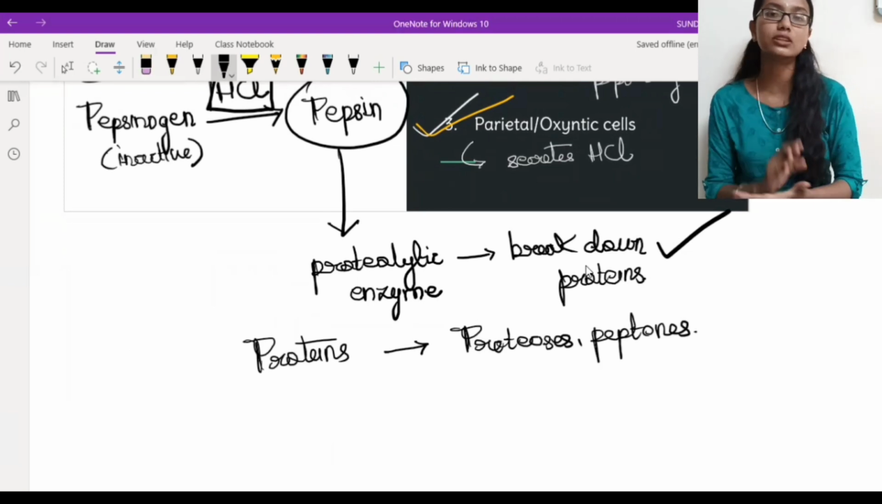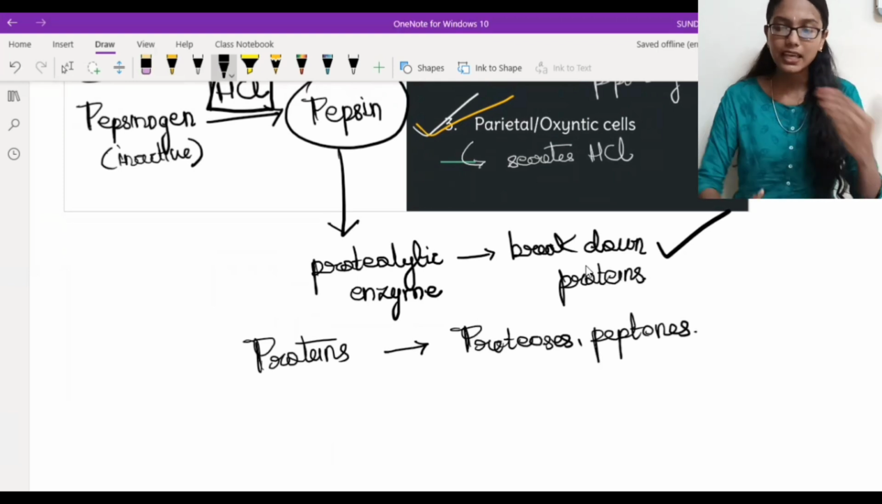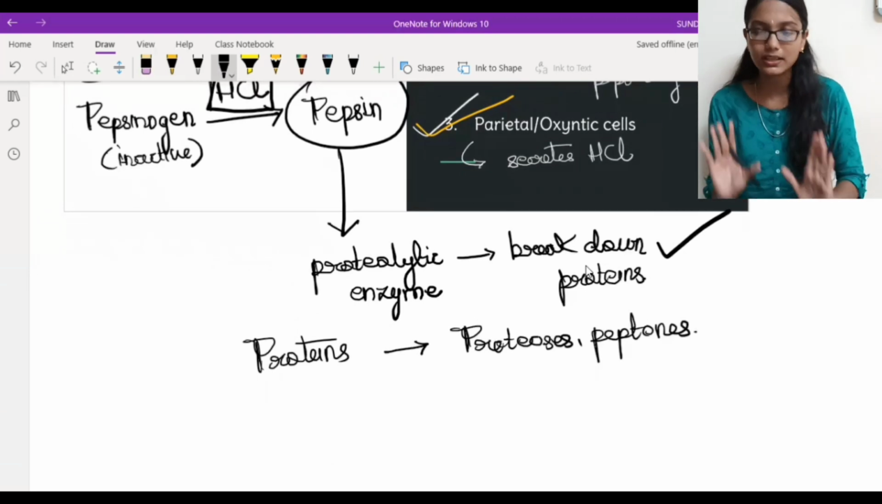Maximum the food is stored for 4 to 5 hours. After this, the chyme is passed to the small intestine.